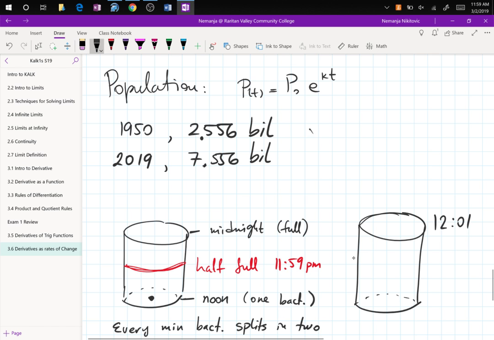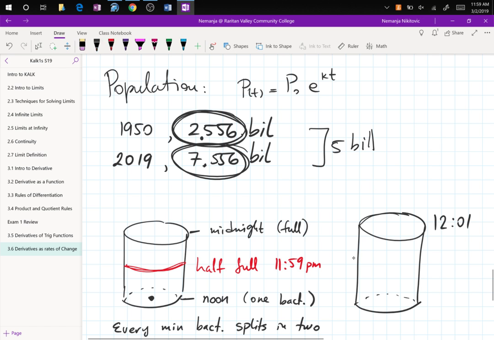So when you're experiencing a 5 billion population here, it's not the same when you have this many people make babies and when this many people make babies. You understand that? Yeah. There's a big difference. These guys are going to make much more babies than these, because there's 5 billion more of them. Right? So 5 billion difference.